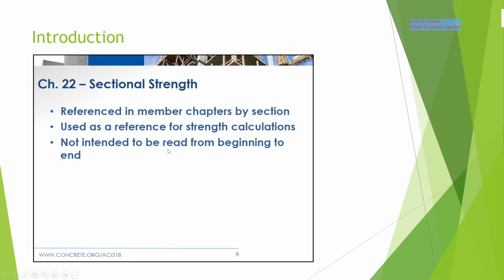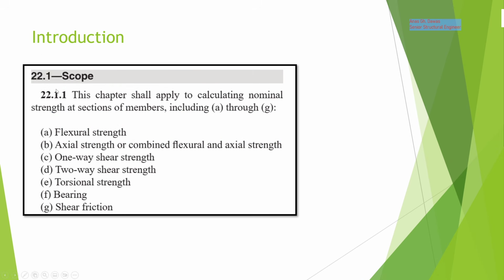It is not intended to be read from beginning to end. Why? Because if you would like to design a column, the code will send you from Chapter 10, which is for columns, to Chapter 22 to get specific information. No need to read all the provisions of the toolbox chapters. You will only read the specific provisions that the code guides you to directly. The scope of Chapter 22 again: we can calculate the flexural strength. This is important for beams.